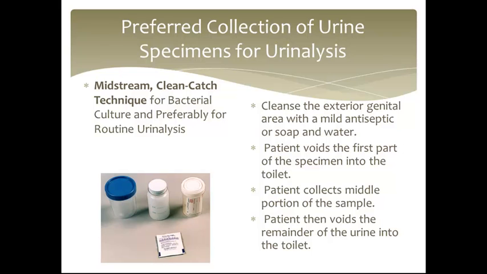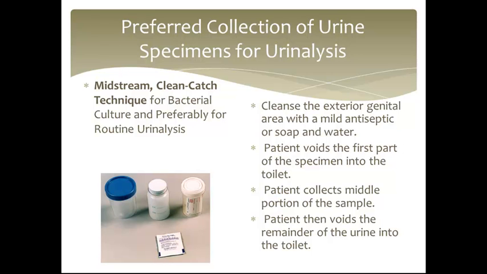So cleanse the area of the external genitalia with mild antiseptic soap and water. So spread the lips of the labia, and then you will take one towelette and wipe on one side of the labia front to back, on the other side of the labia front to back, and then one wipe specifically down the middle from front to back.